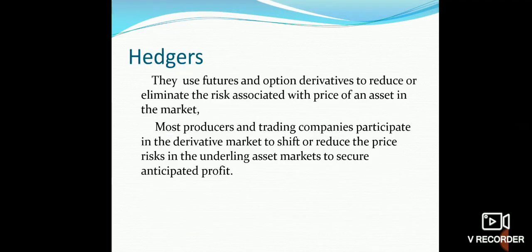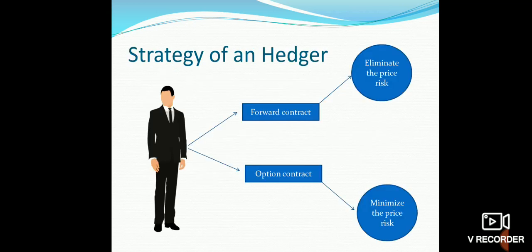Okay, let's understand the hedgers. They use future and option derivatives to reduce or estimate the risk associated with the price of an asset in the market. Here, hedgers means they are trying to eliminate or diversify the risk. So to reduce the risk of future fluctuation, they are going to enter into derivative contracts. So they are called hedgers. Here the strategy of the hedger: through forward contracts, they are trying to eliminate the price risk, and through option contracts they are trying to minimize the price risk.